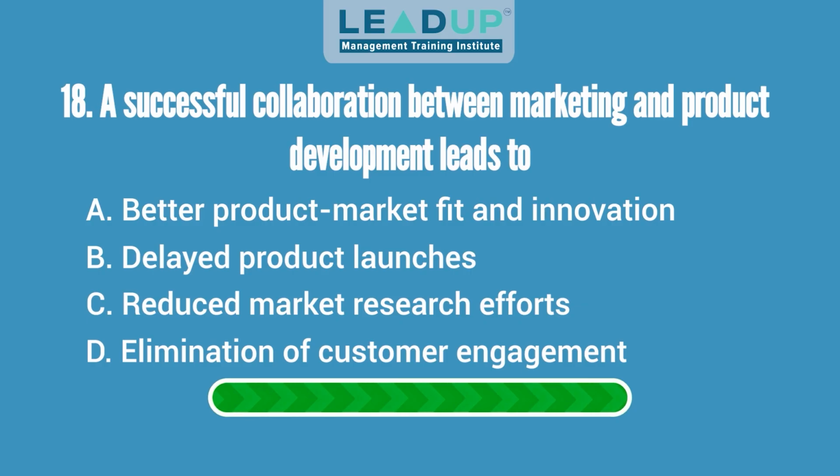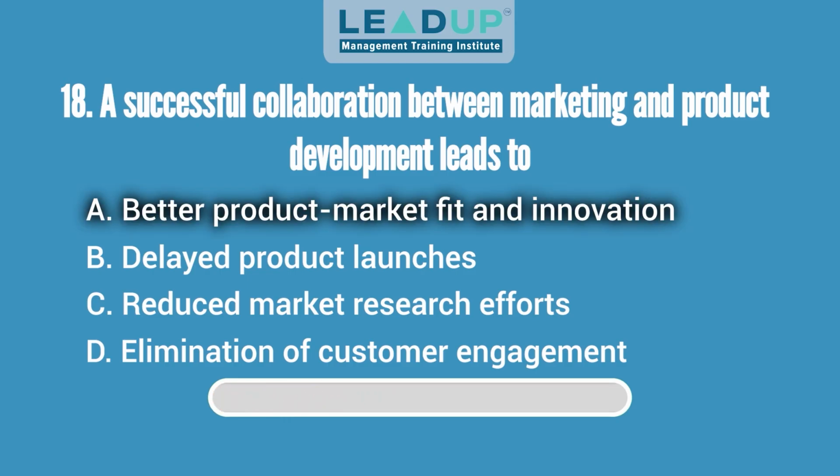Question 18. A successful collaboration between marketing and product development leads to A. Better product market fit and innovation. B. Delayed product launches. C. Reduced market research efforts. And D. Elimination of customer engagement. Answer: better product market fit and innovation.